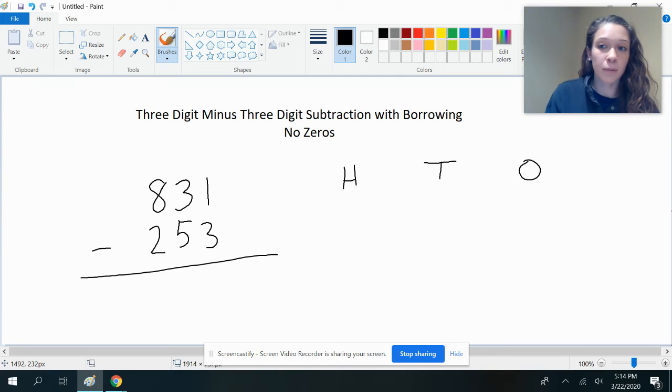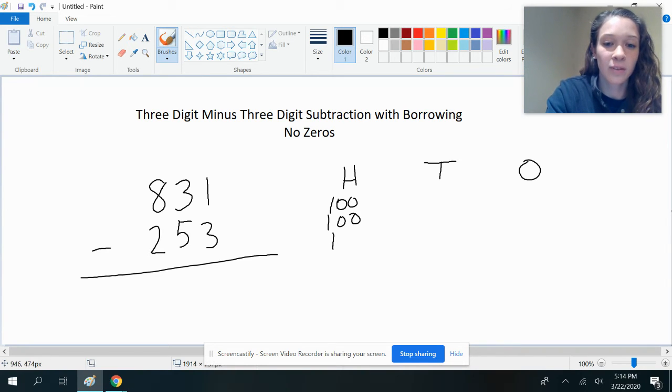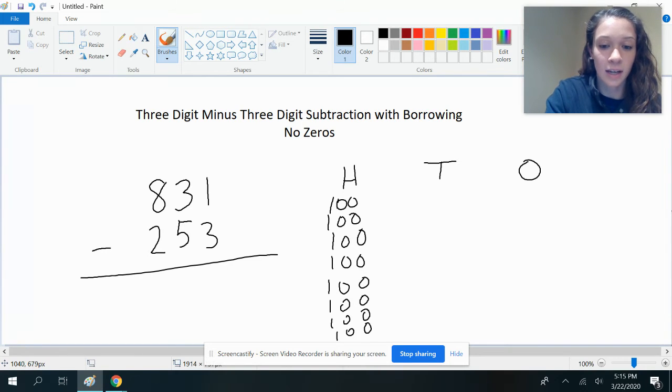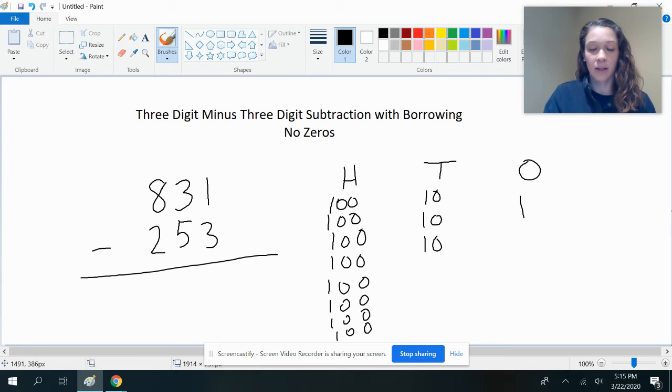Let's look at that first number, 831. How many hundreds do I have? 8, because there's an 8 in the hundreds place. So 1, 2, 3, 4, 5, 6, 7, 8. So I had 8 hundreds. And then in my tens place, there is a 3 for 831. So I have 3 tens. 1, 2, 3. And in my ones place, I have 1. So I'll just write that down right here.